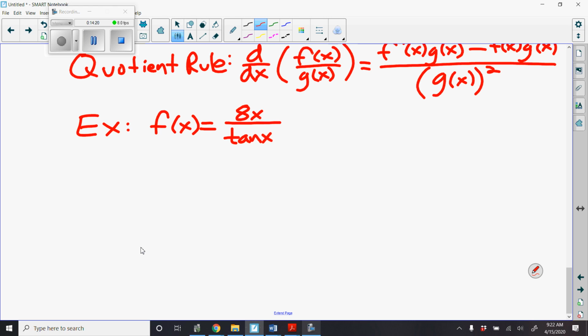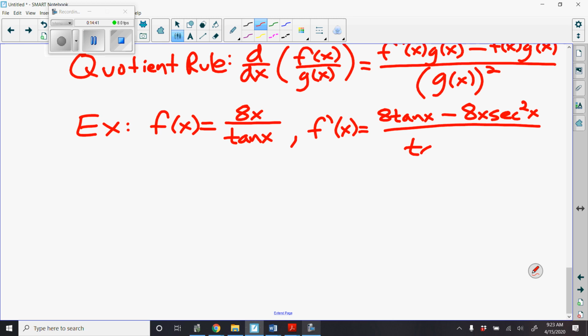Okay, if f of x is 8x over tan x, f prime of x would be the derivative of the top times the bottom minus the top times the derivative of the bottom, all divided by the bottom function squared.